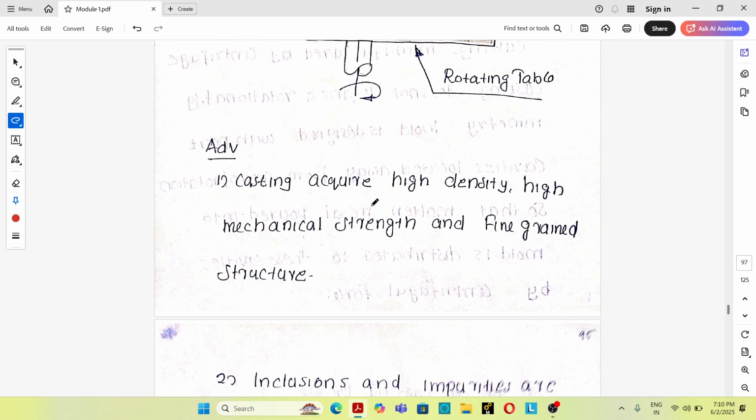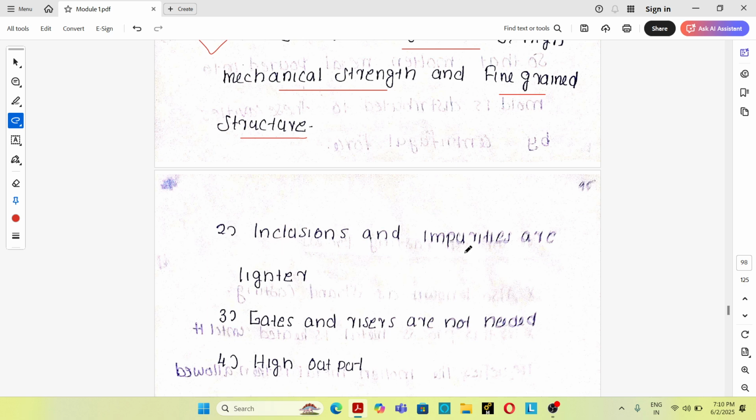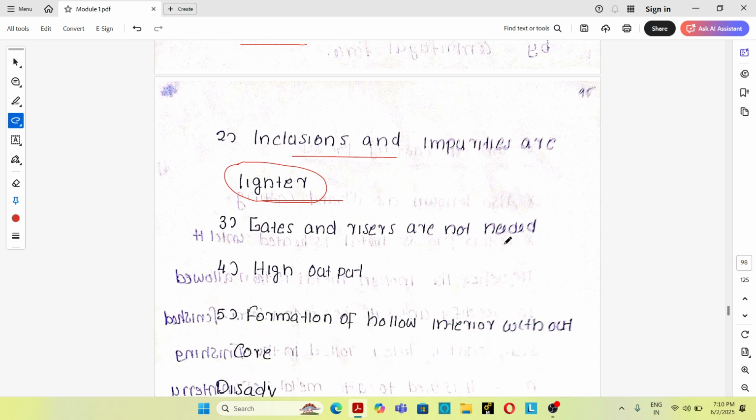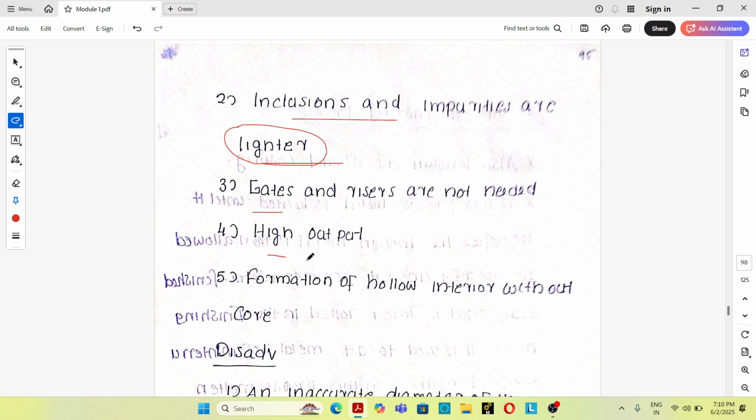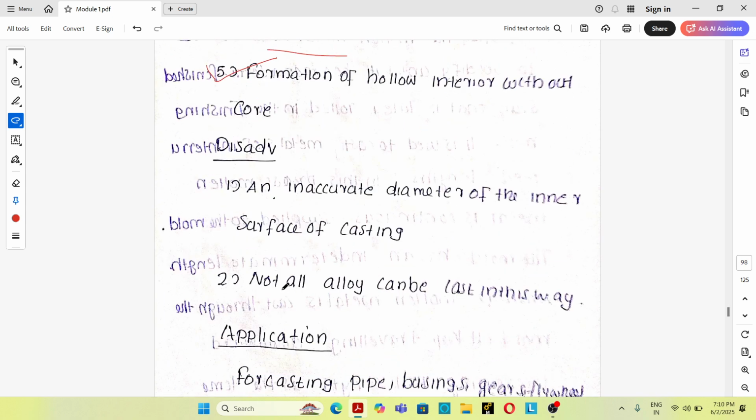Castings acquire high density, high mechanical strength, and fine grain structure. Inclusions and impurities are lighter, so they are always collected in the lighter section of the casting. Gates and risers are not needed. High output. Formation of a hollow interior without a core. See, by using the centrifugal casting process, a hollow casting can be produced without a core. That's the important point. See, what are the disadvantages?